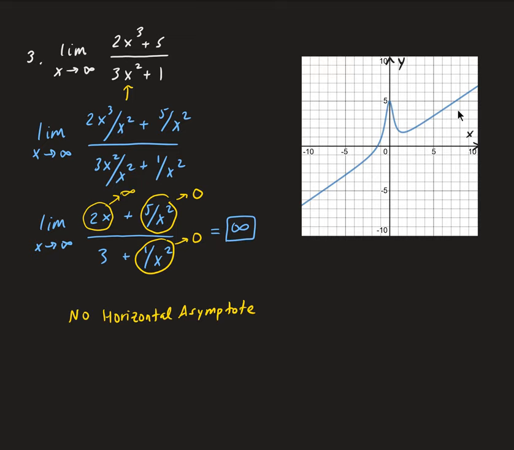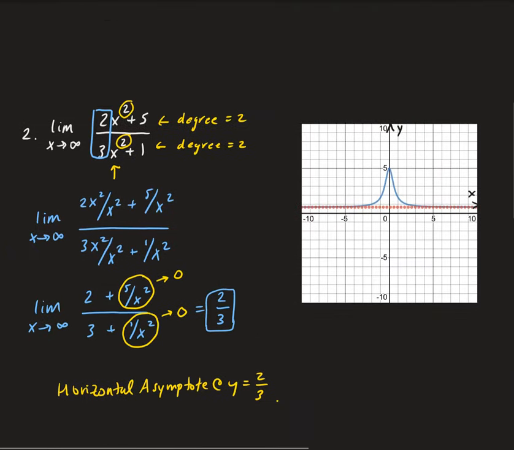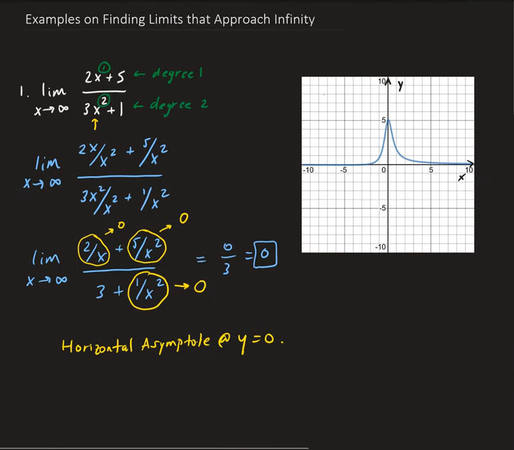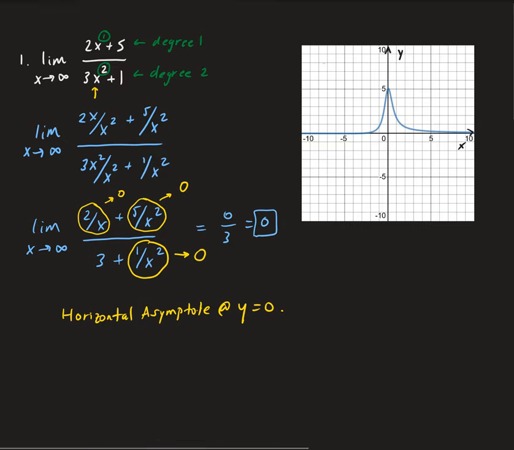All right, so those are the three different outcomes for a rational function. The first one, we could have a horizontal asymptote of y equals 0. That occurs if the degree in the denominator is bigger than the degree of the numerator.